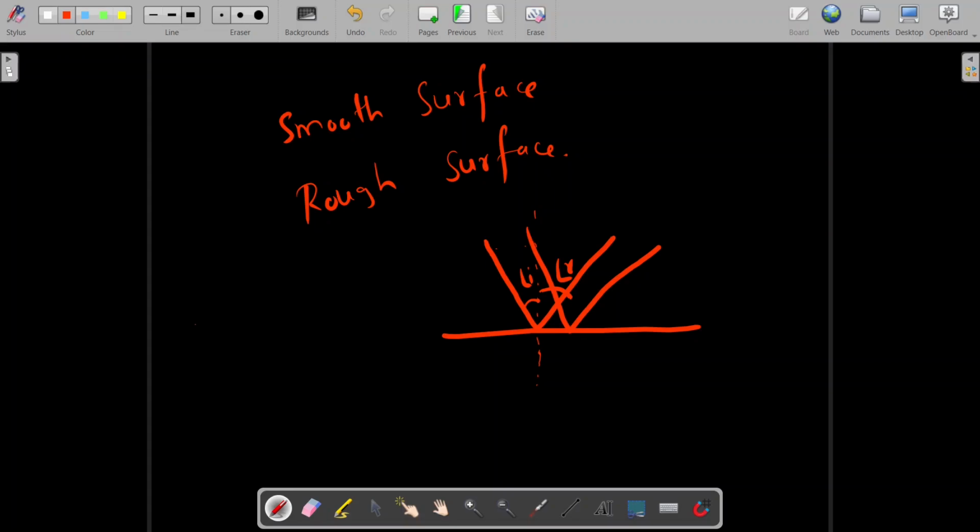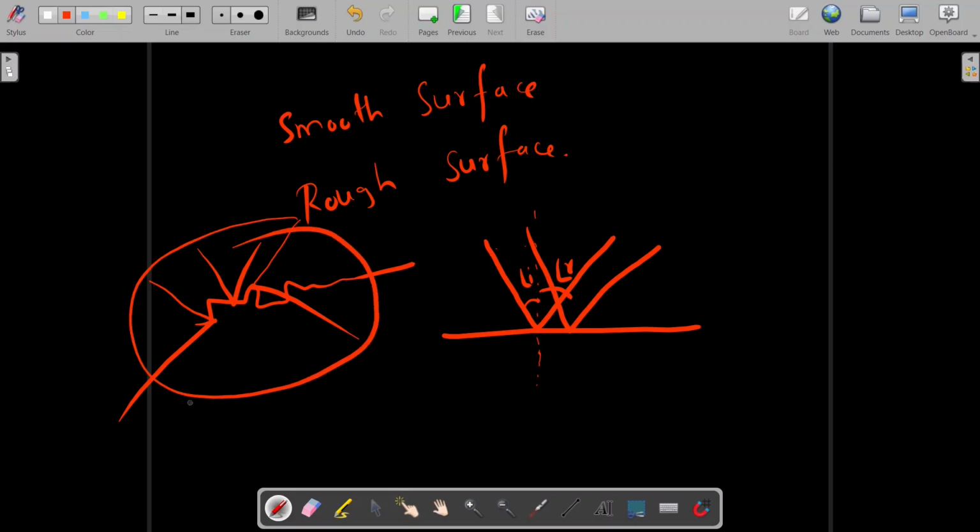Okay, so when it comes to a rough surface like this, if it falls here, it reflects something like this. If it falls here, it reflects something like this. If it falls here, it reflects something like this. Okay, here there is not a normal smooth reflection or regular reflection. Here we see irregular reflection, or we can say diffusion.